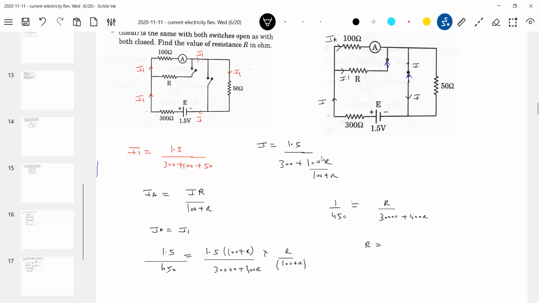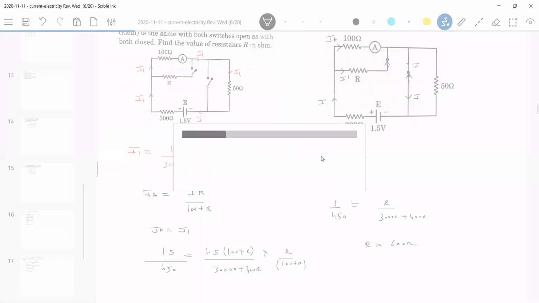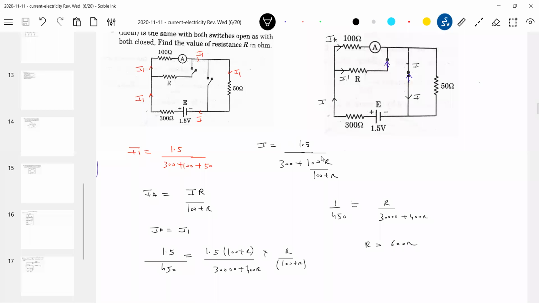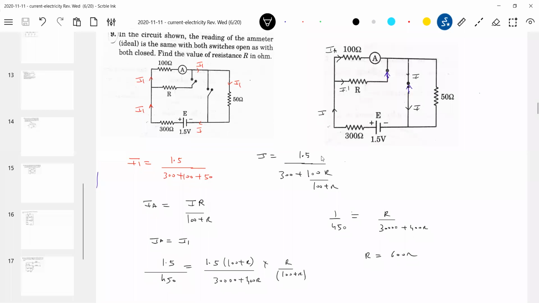I don't think there is any very big concept here. A student must have the method, that's all. Skill will come only by practice. The answer is 600 ohm. But you should solve this within 2 minutes. That's what I mean to train you, because that is the main purpose here. The time will be limited, either in Mains or Advanced. So keep 2 minutes as a standard.